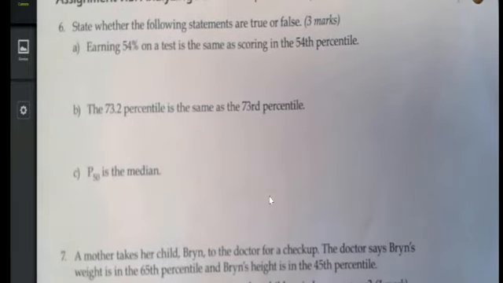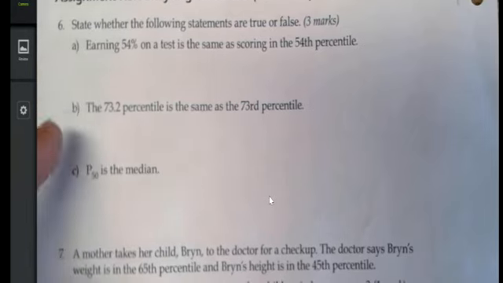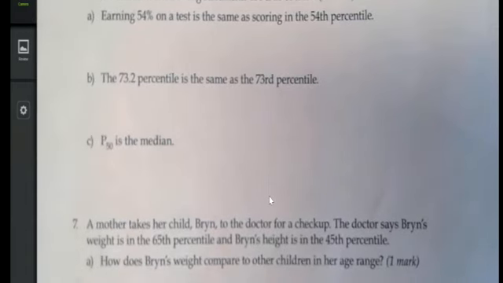Number 6, some true and false questions about percentiles. We did a bunch of examples like that back on whichever page it was on. So when you get to this part of the assignment, and you're not sure, you can review. That would be useful to look at the ones that we did as true and false. It's on page 77.